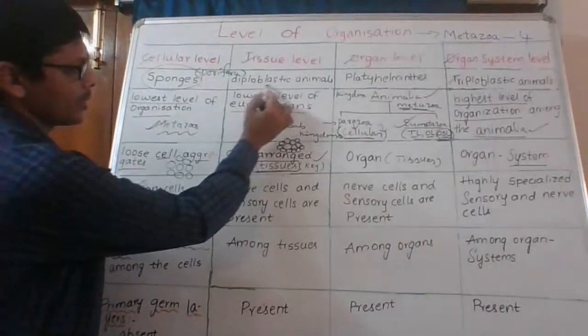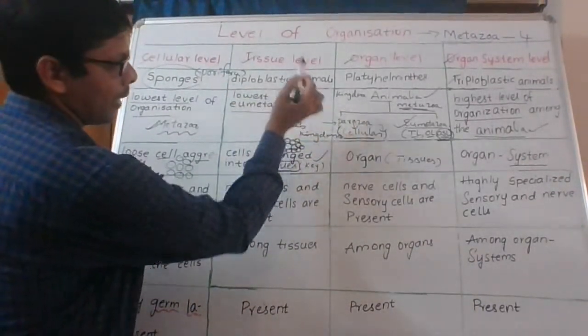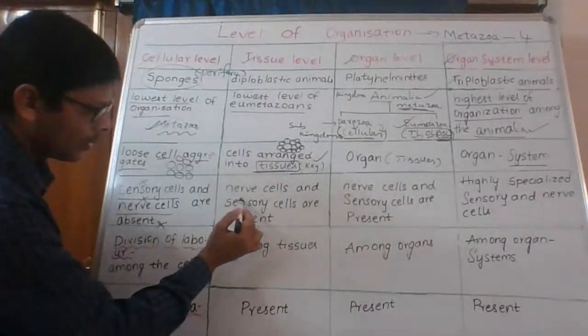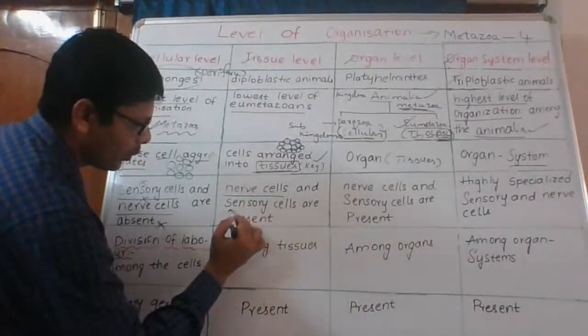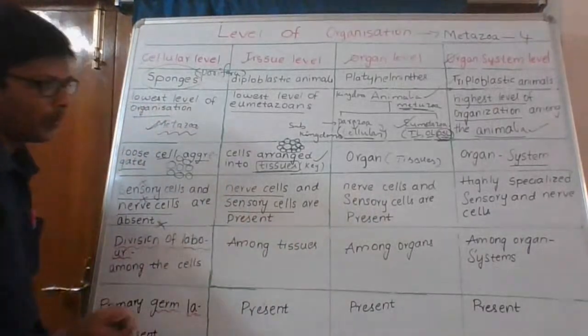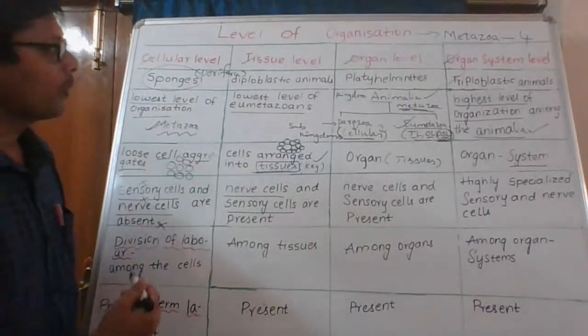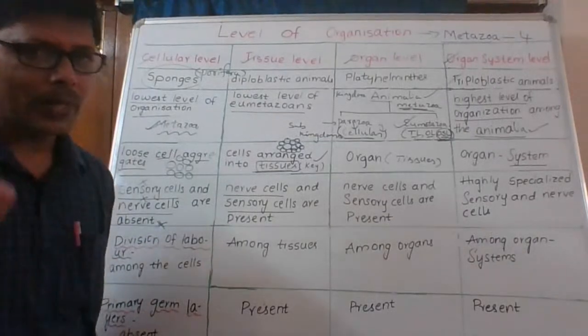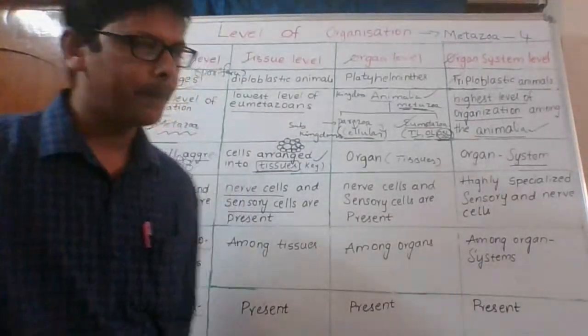Tissue level of organization is found in diploblastic animals like Ctenophora and Cnidaria. Here, for the first time, nerve cells and sensory cells evolved. Okay, the nervous system is first evolving. One important point I am telling here.